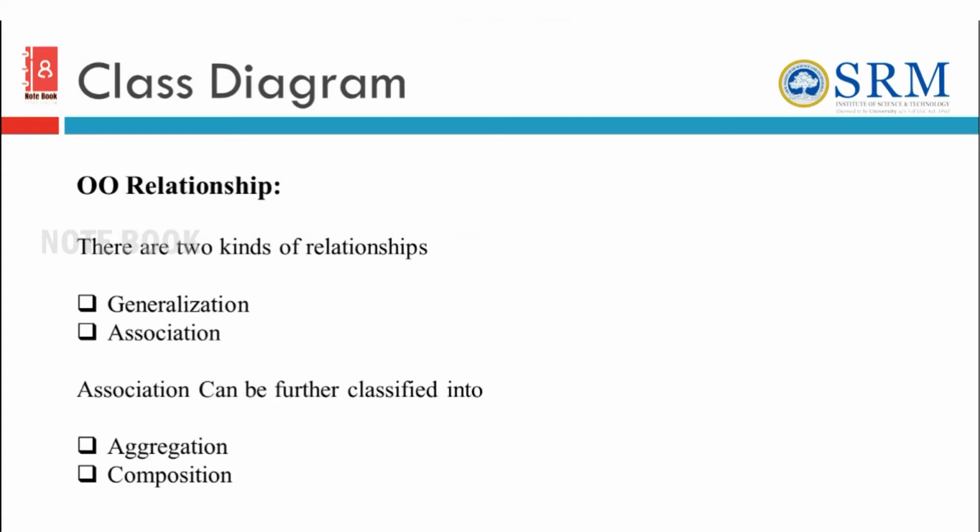Now the relationships. There are two kinds of relationships mainly. So the relationship is classified into generalization and association. Then the association is further classified into aggregation and composition.